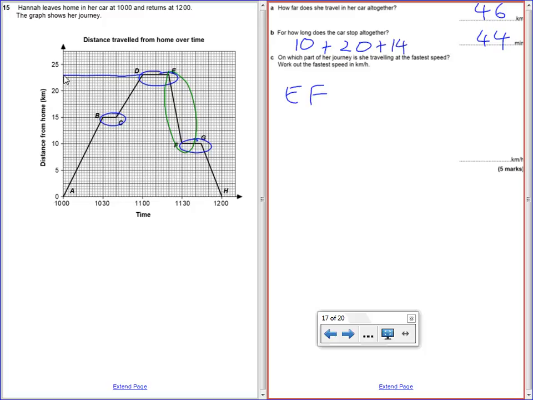Well, between E and F, she does 13 kilometres in 10 minutes. So how many kilometres is that per hour? Well, to get from 10 to 60, you've got to times by 6. So times 13 by 6, that's 78 kilometres in 60 minutes, so 78 kilometres per hour.